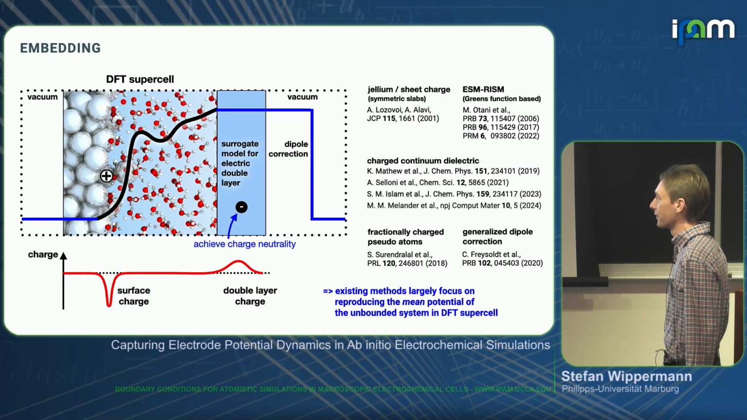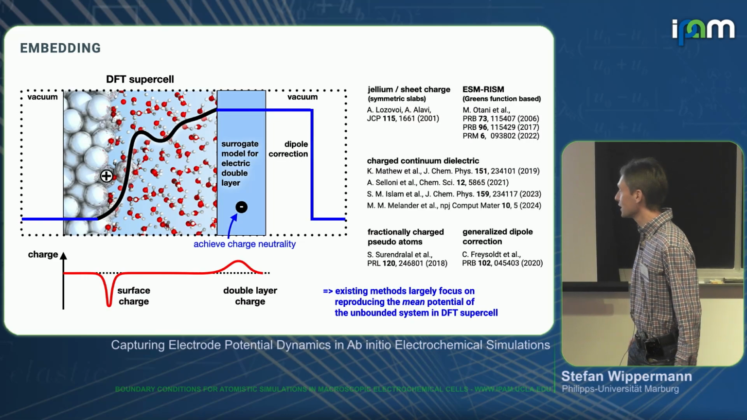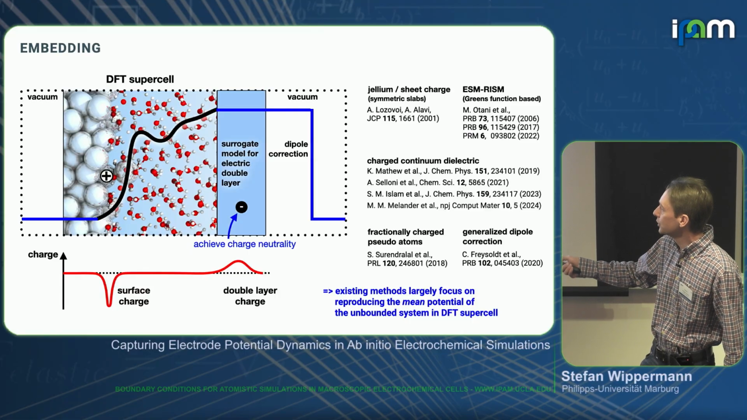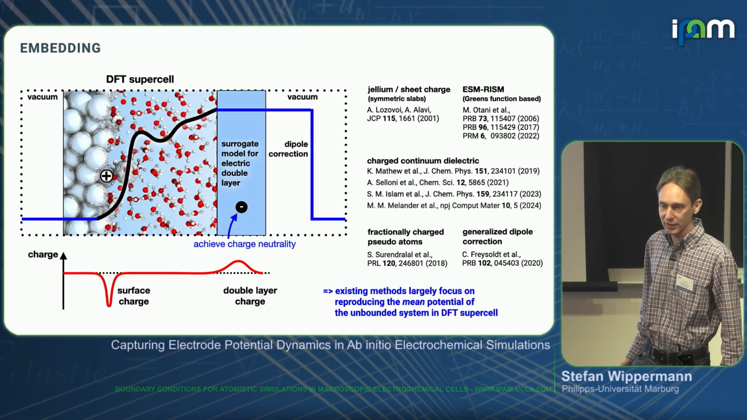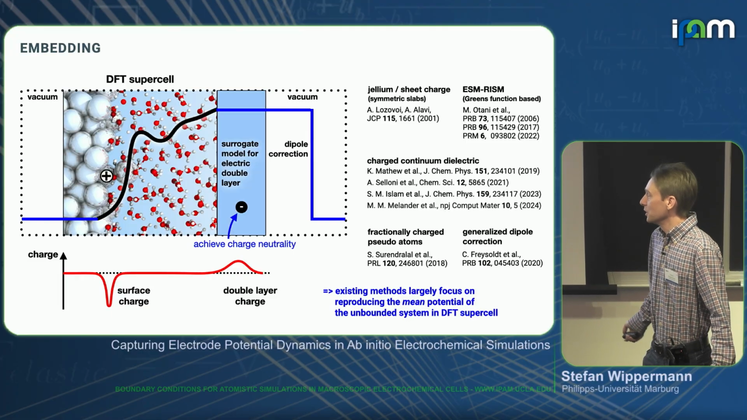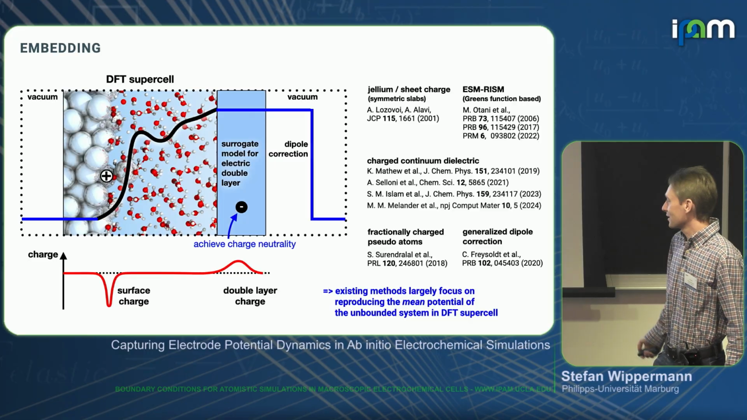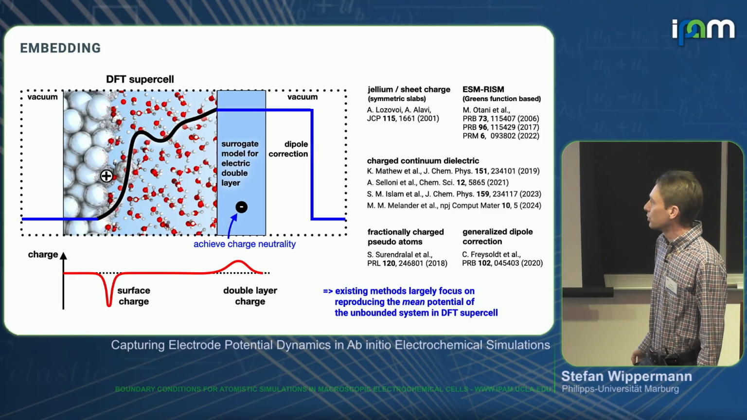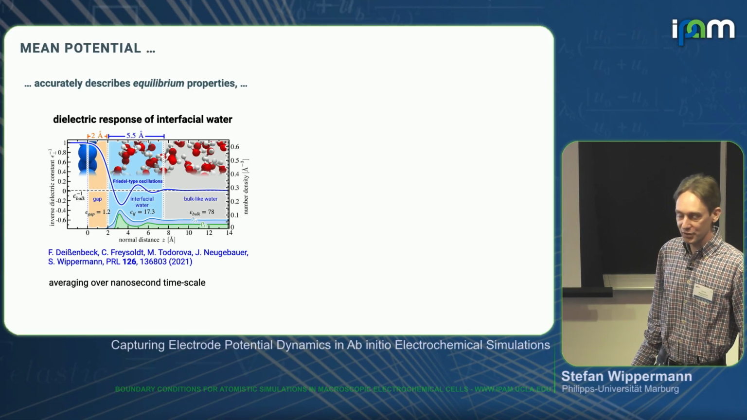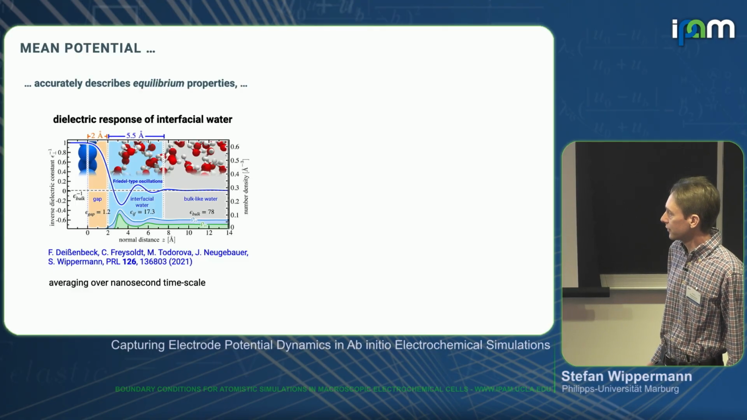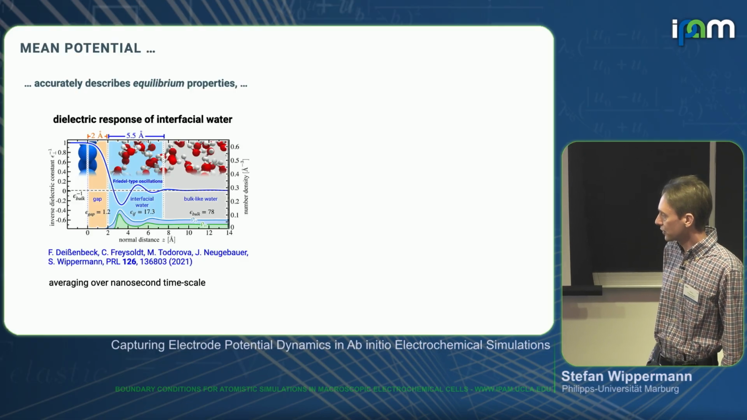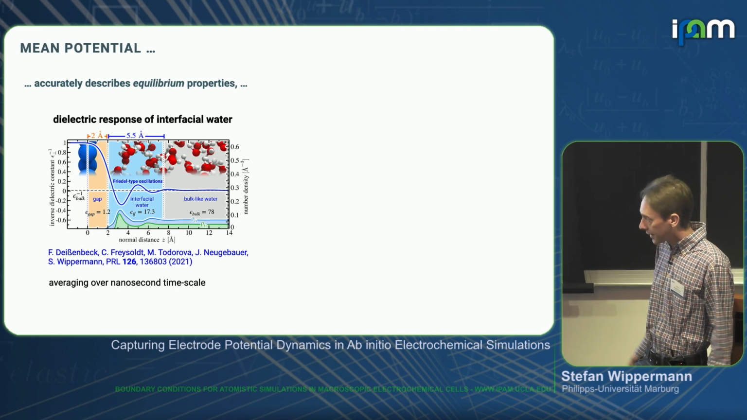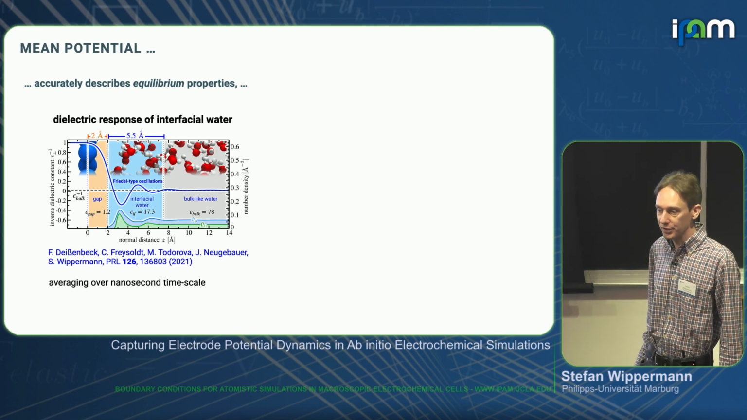Many people use it. However, most people so far have focused on replicating the mean of the potential, what I show here. The black curve is the mean of the electrode potential. But the point I want to make is reproducing the mean potential is not enough. It's okay if you are just interested in equilibrium properties, like, for example, dielectric profiles, like we looked at the dielectric constant of nano-confined water. In that case, it's okay. You can live with the mean of the potential.